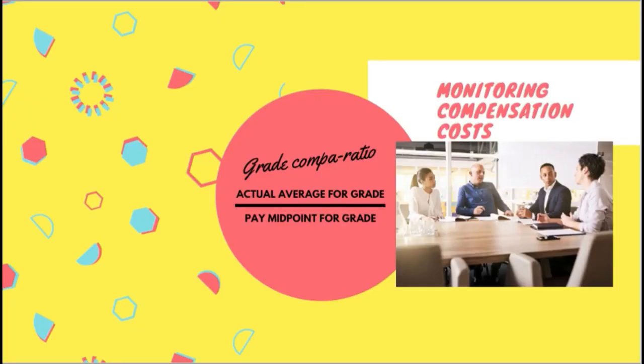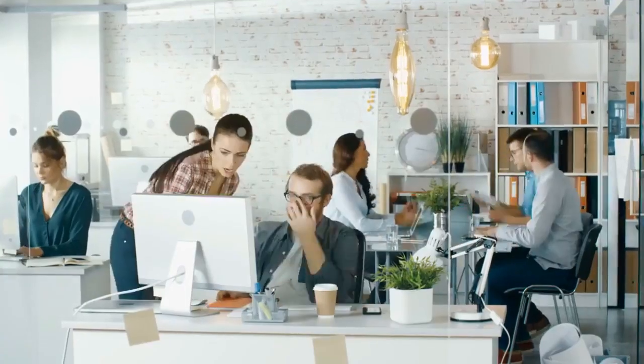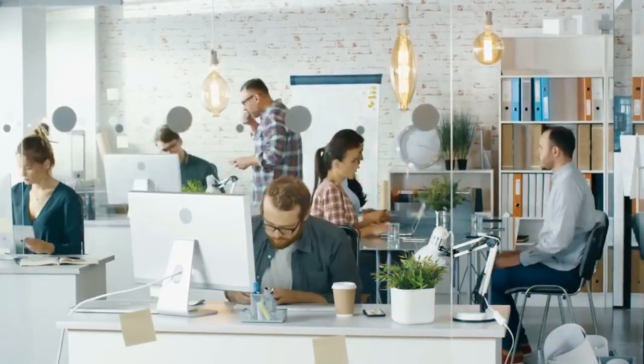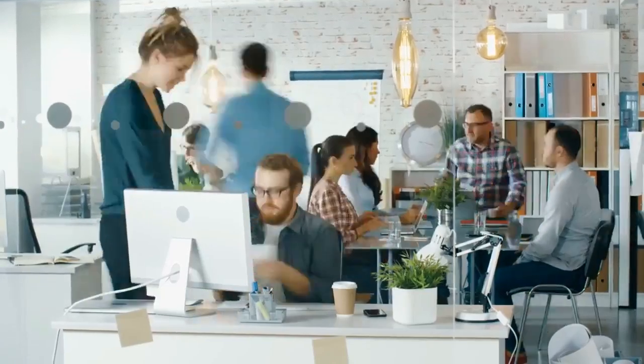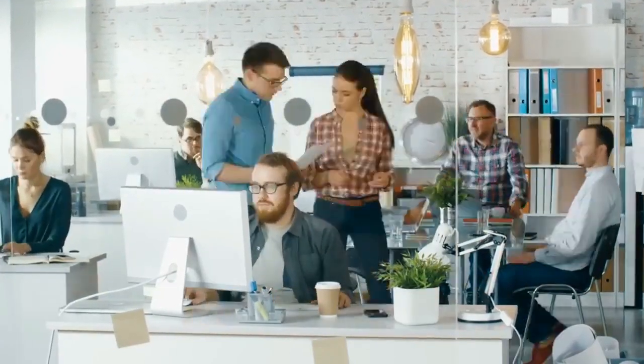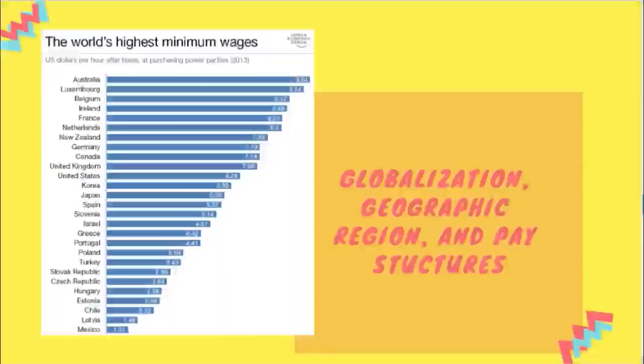Monitoring compensation costs. Pay structure influences compensation costs in a number of ways. One frequently used index of the correspondence between actual and intended pay is the compa ratio. Grade compa ratio equals actual average pay for the grade divided by the pay midpoint for the grade.